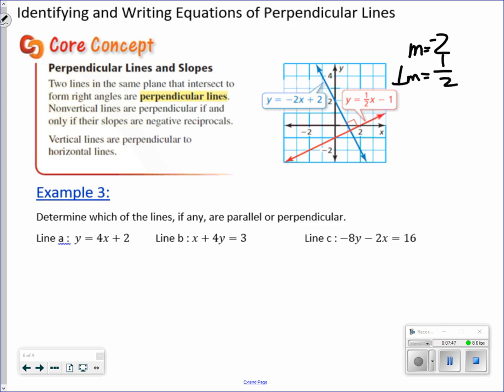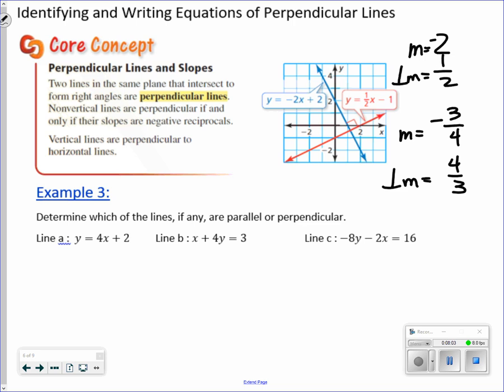So let's do a couple more of those. If I did a slope of, let's say, -3/4, then the perpendicular line would have a slope of positive 4/3. So notice it's opposite in sign, so one's positive and one's negative, and it's reciprocal.